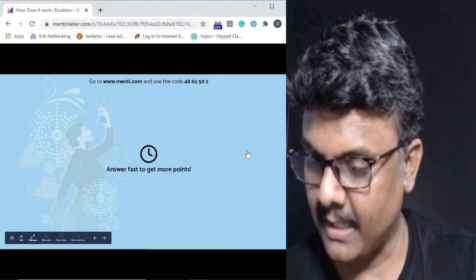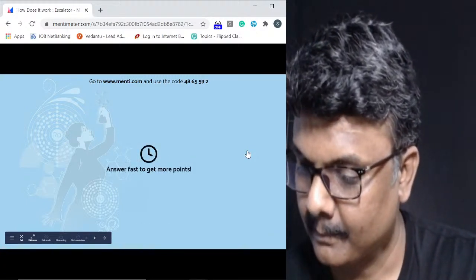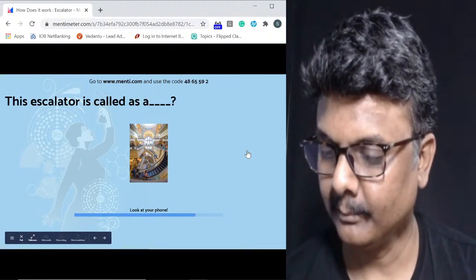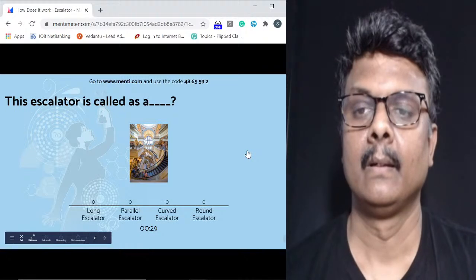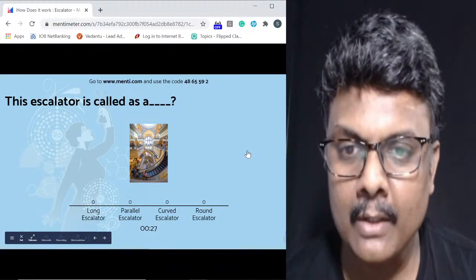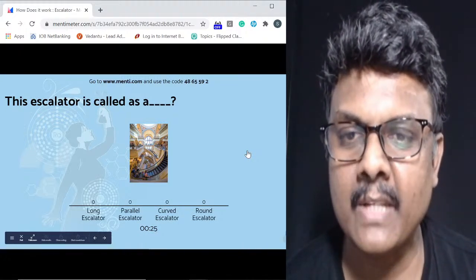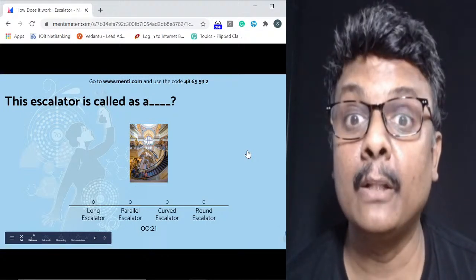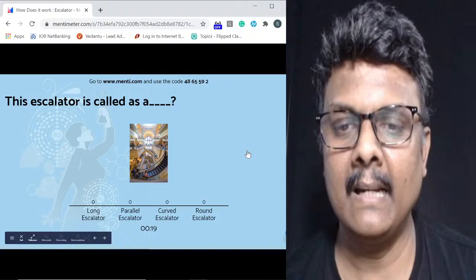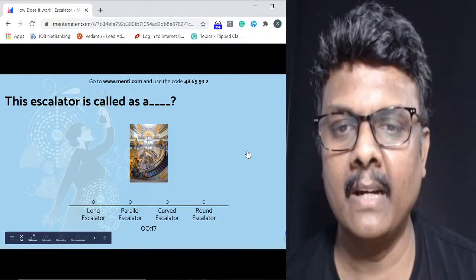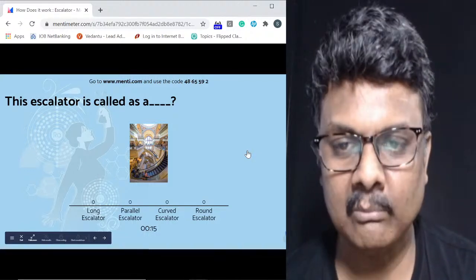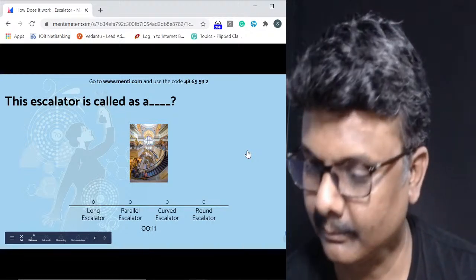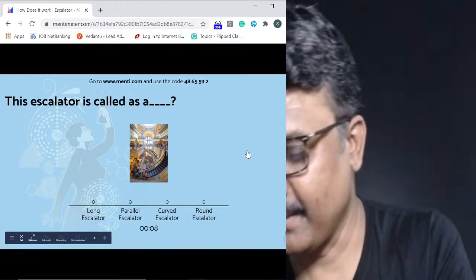Question number 3, 2 more to go. And the third question is, the escalator that you see, is it called as long escalator or parallel? You see on the picture, right? Parallel, curved, round. What is that escalator called as?